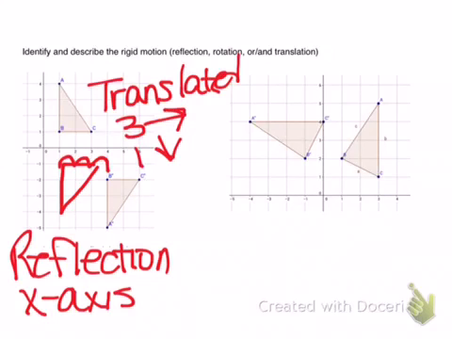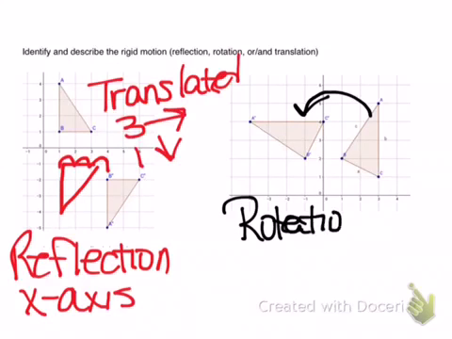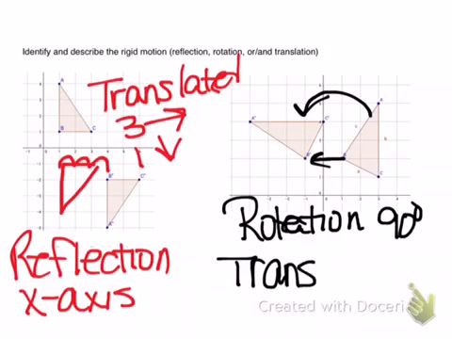If I look at my next picture, I can tell it's a rotation because it's a turn. It's rotated a quarter turn, so that's 90 degrees. And I can tell that I've slid, so that's a translation, 2 units to the left.